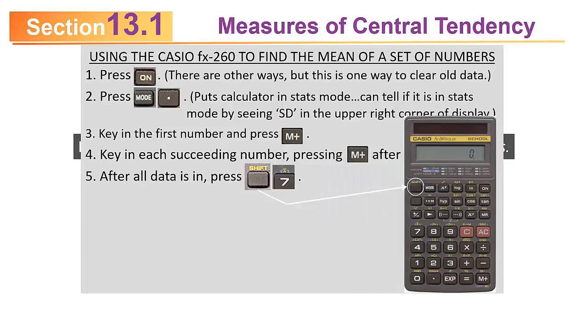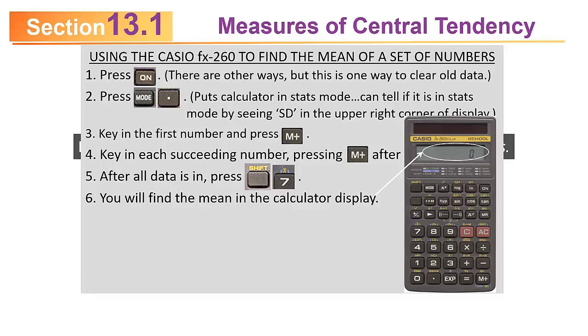After you get all the data in, press Shift 7, and you'll notice on your calculator that you don't have to memorize that it's Shift 7, because if you look above the 7, you can see that X bar symbol. It's right above the 7. And when you do that, the calculator display will show you what the mean is. That's all there is to it.